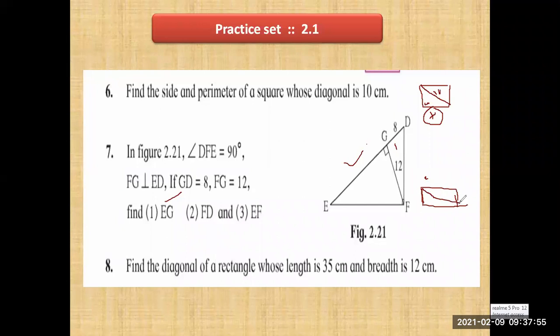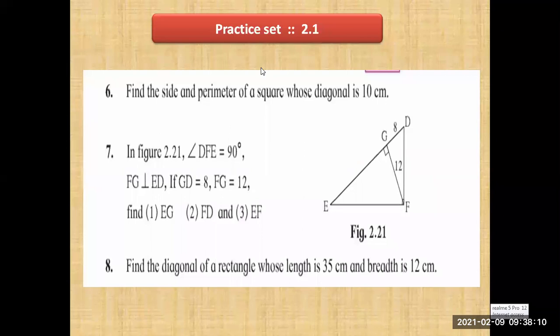So how will we find the diagonal? According to Pythagoras theorem, diagonal square is equal to 35 square plus 12 square. So you will get the diagonal value. Okay, students, in this way we solved our practice set 2.1. In the next lecture, tomorrow, we will do the questions from problem set 2. Practice set 2.2 is totally omitted, so we move on to problem set 2.2.